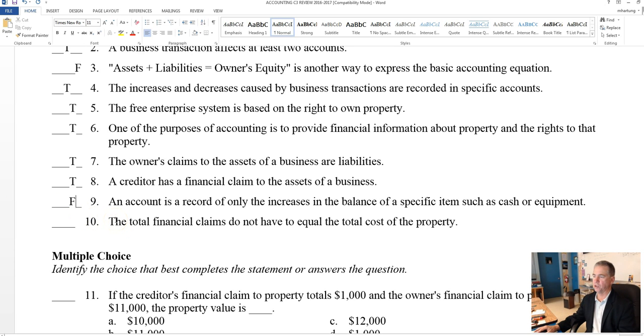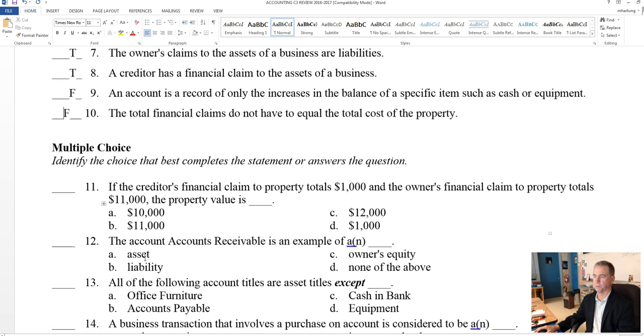The total financial claims do not have to equal the total cost of the property. Well, let's call that VF. Very false. Yeah, that's definitely false. It must equal. Whatever assets there are or property, there must be a financial claim of equal value.